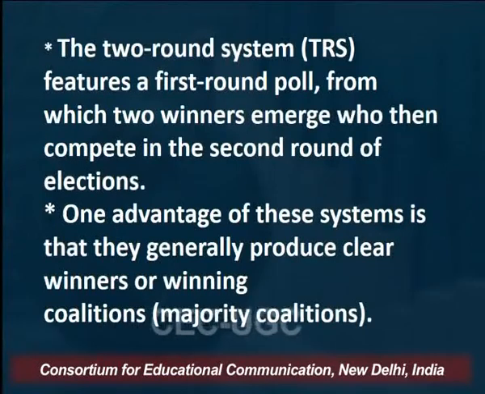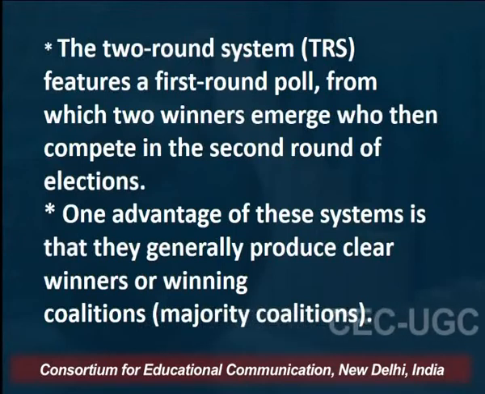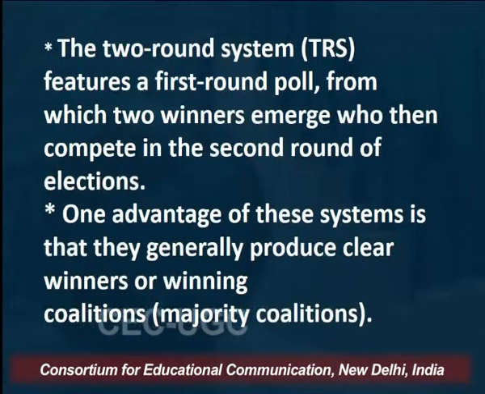The two-round system features a first round poll from which two winners emerge who then compete in the second round of elections. One disadvantage of these systems, when we go by various academic literature and various practices, is that they generally produce, but this is an important advantage, clear winners or winning coalitions or majority coalitions.